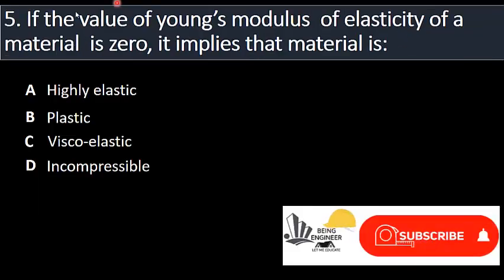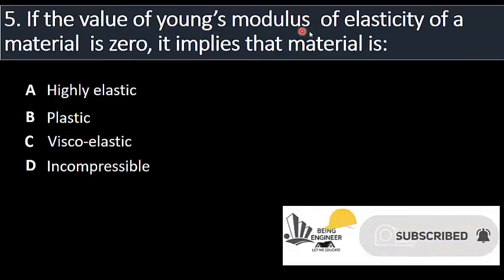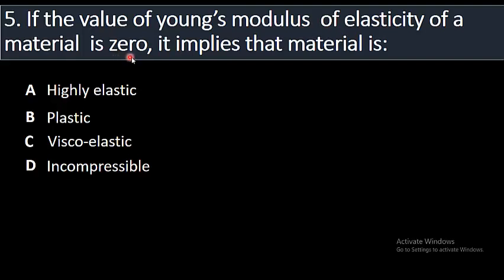The fifth one: if the value of Young's modulus of elasticity of a material is 0, it implies that the material is option A highly elastic, option B plastic, option C viscoelastic, option D incompressible. The right answer is plastic. If the value of Young's modulus of any object is 0, then it implies that the material is plastic. Option B is the right answer.